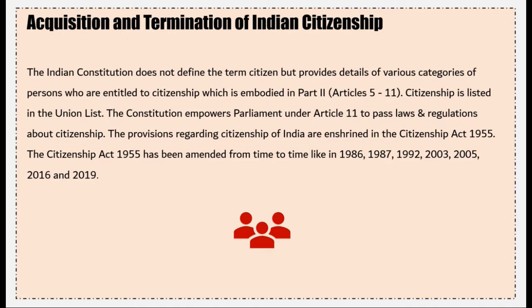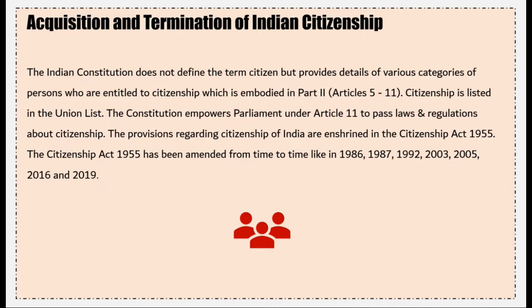Citizenship is listed in the Union List. The Constitution empowers Parliament under Article 11 to pass laws and regulations about citizenship. The provisions regarding citizenship of India are enshrined in the Citizenship Act of 1955.